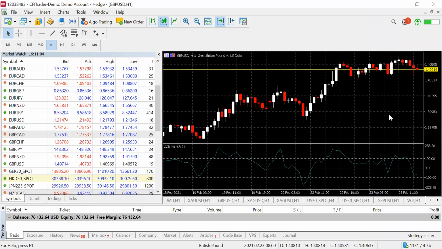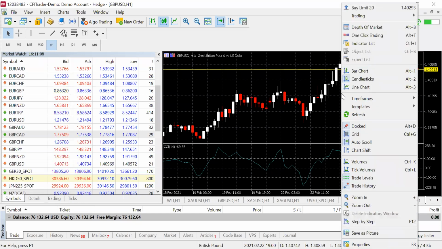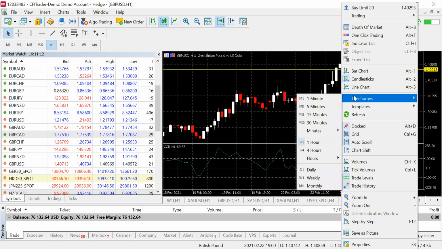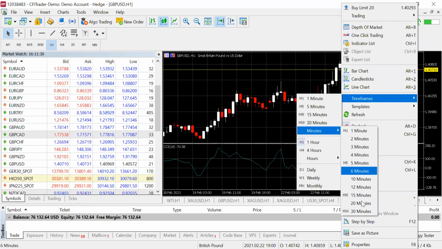Another very important feature that MT5 has is the time frames available for your charts. If you go again to right click, you'll see all the main ones. You can see 1 minute, 5 minutes, half an hour, 4 hours, and also daily, weekly, and the monthly one. Let's say, for example, that you would like to use a different one, let's say 8 minutes or 10 minutes. If you go over here, you have all these options.